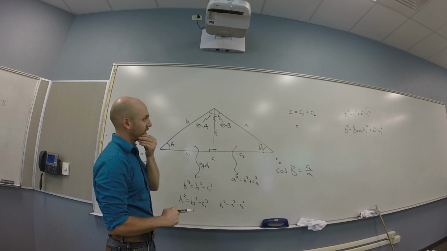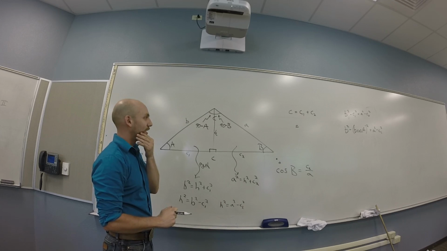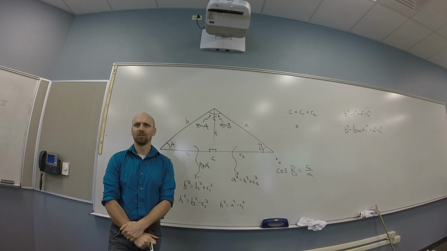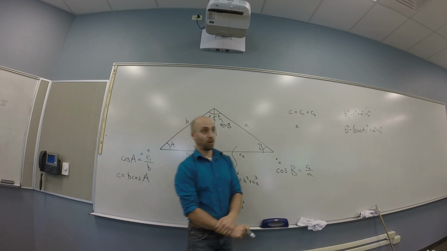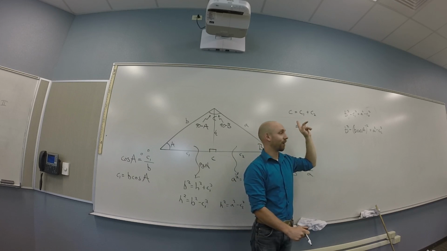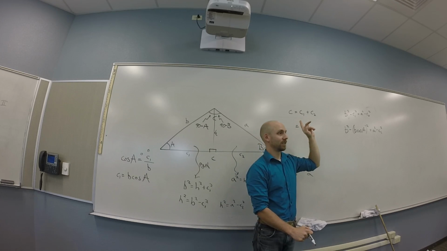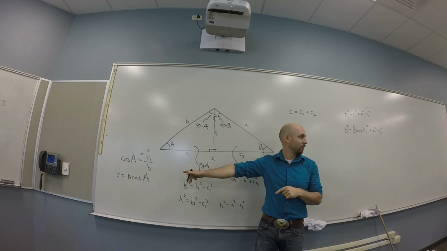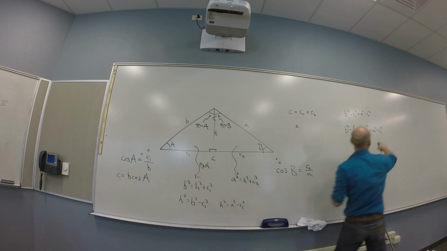Let's see. I need to get rid of that C2 somehow. Can we do the same thing? How can I get rid of C2? What's C2? It's C minus C1. You guys see that? And I know what C1 is. It's B cosine A. So I'm going to put that in for C2 here.